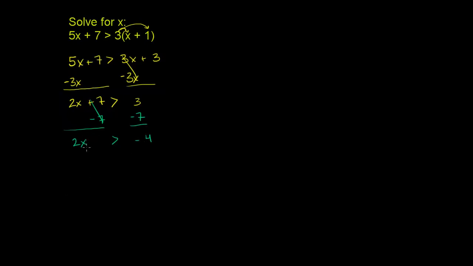If we just want an x over here, we can divide both sides by 2. Since 2 is a positive number, we don't have to swap the inequality. So let's just divide both sides by 2. And we get x is greater than negative 4 divided by 2, which is negative 2. So the solution will look like this.